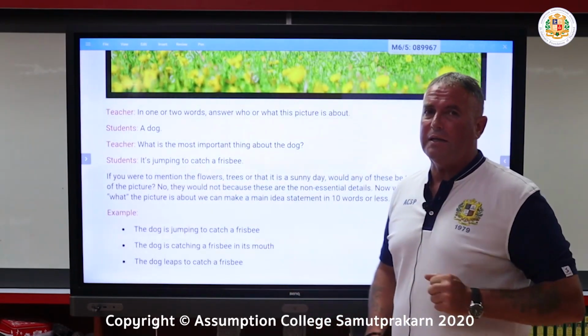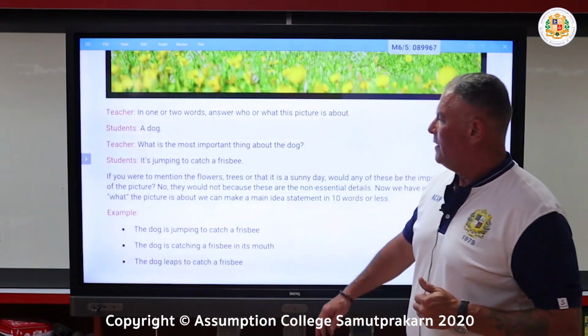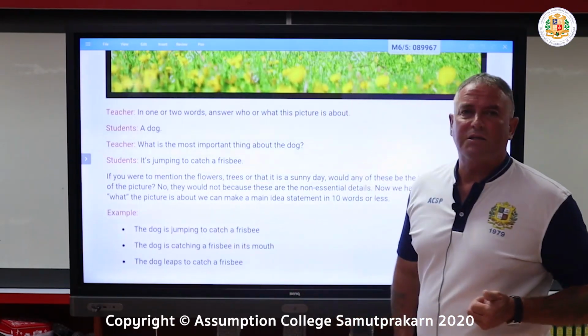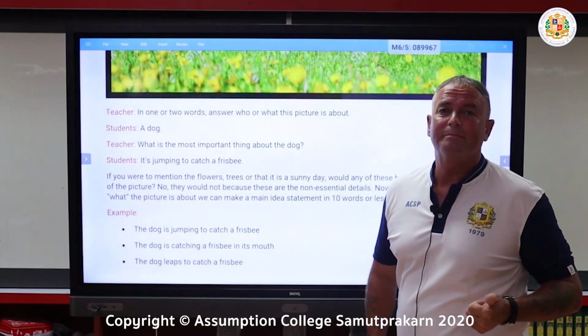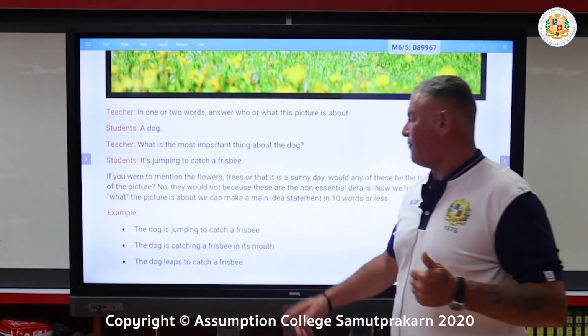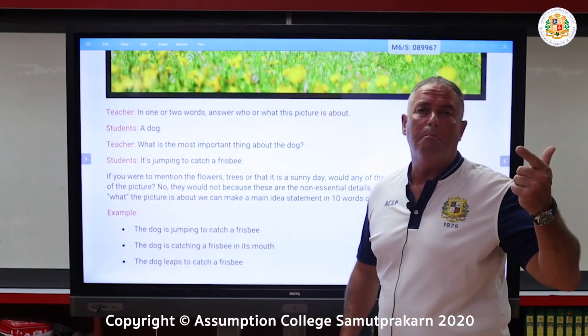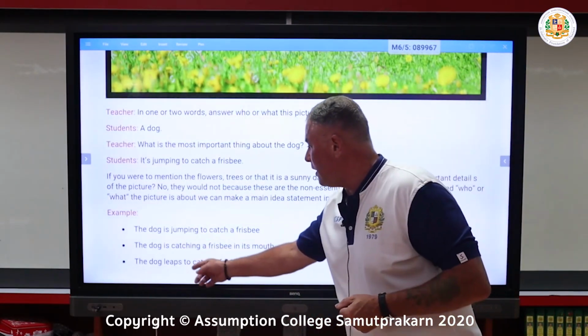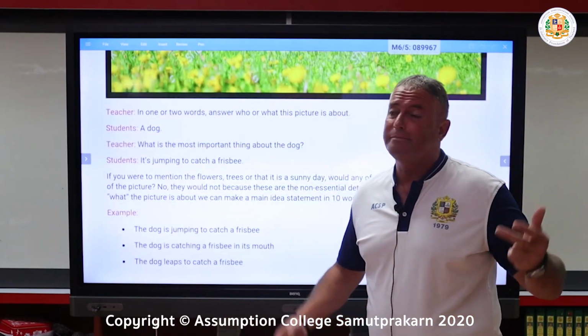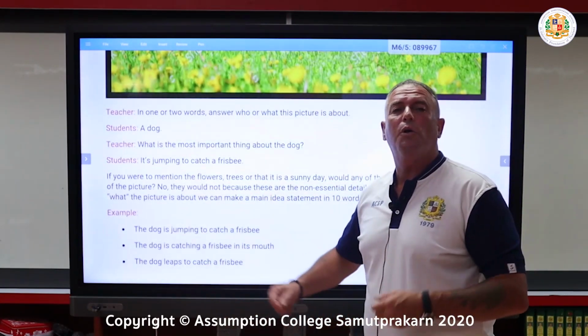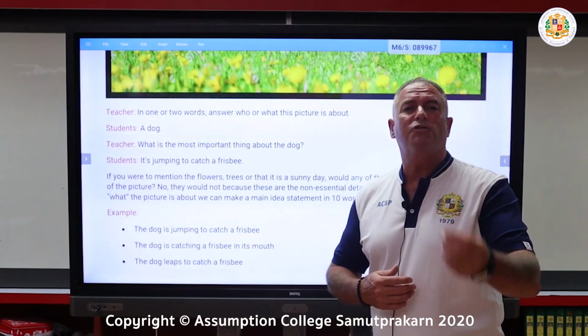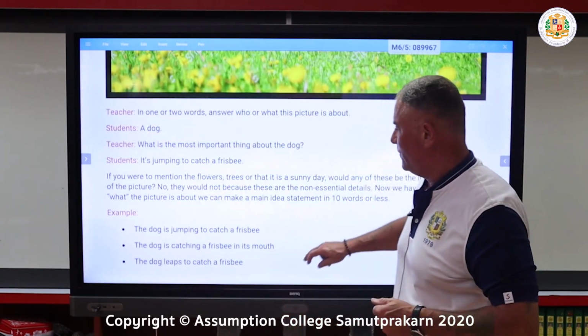I've done the first one as an example. So an example: the dog is jumping to catch a frisbee. Main idea: the dog is catching a frisbee in its mouth. Main idea: the dog leaps to catch a frisbee. Main idea: that is what the author or the picture is trying to convey to you.